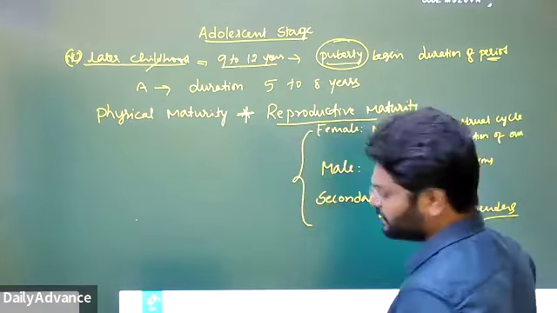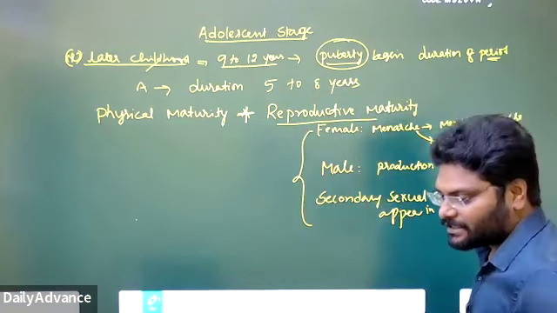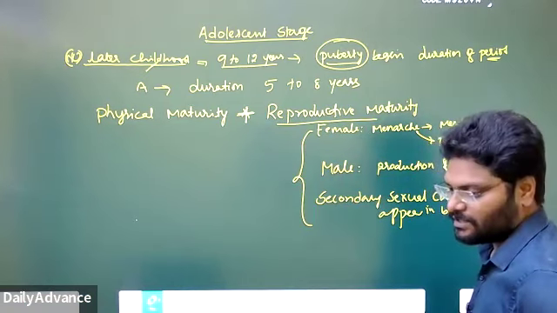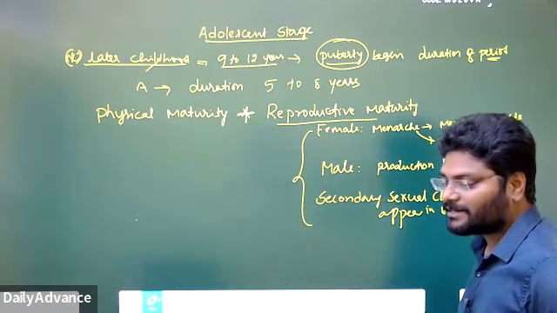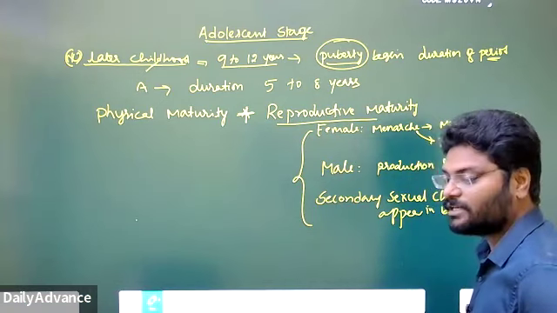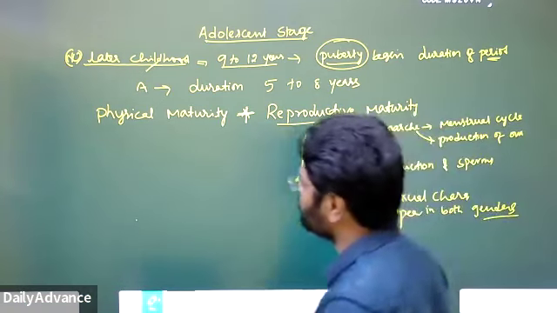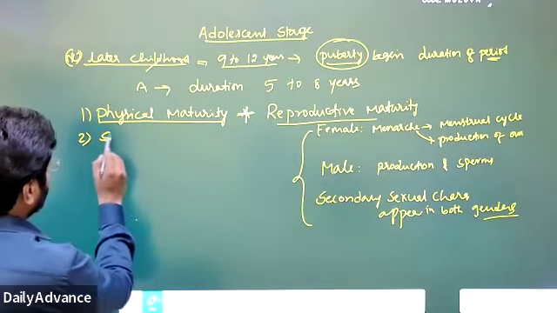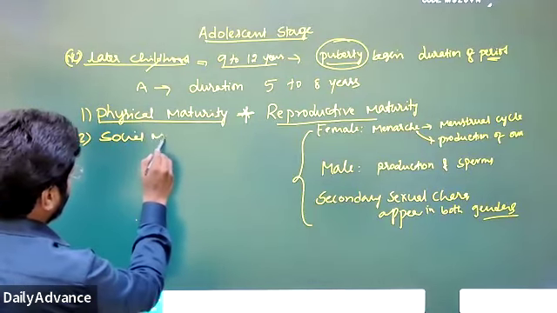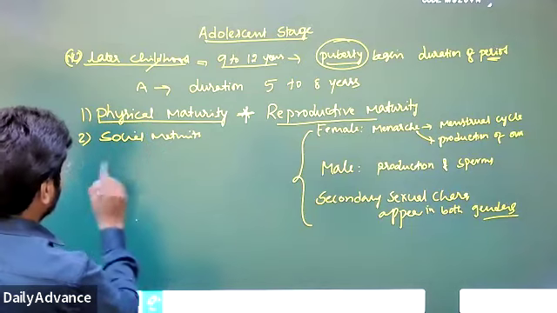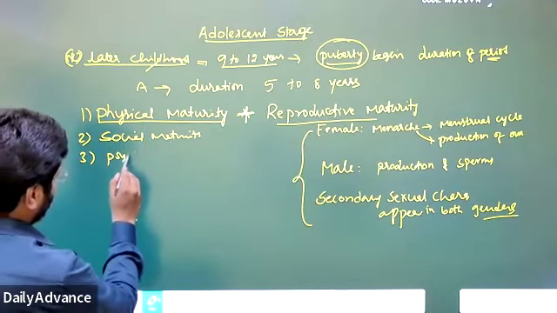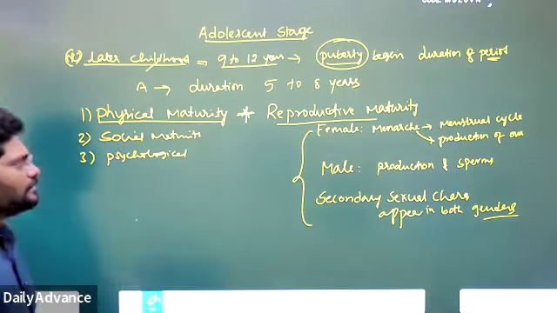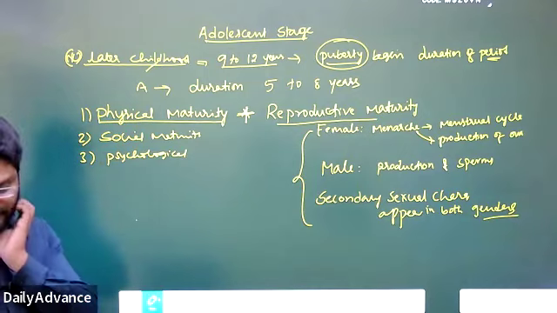Sometimes they ask about the reproductive development in the adolescent stage, or the biological changes occurring at the adolescent stage. This is how they ask the questions. So physical maturity, social maturity, psychological maturity. All types of maturities they will attain during the adolescent years only.